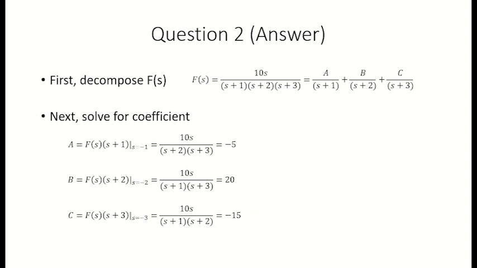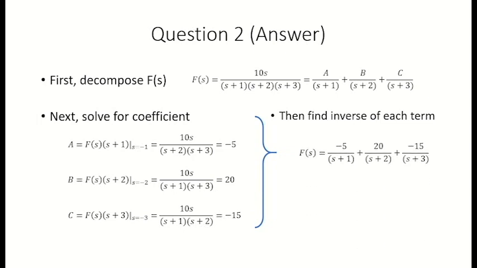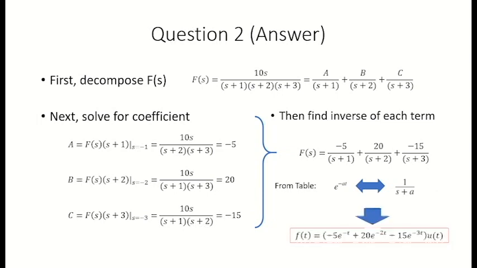So we rewrite everything once we have solved for the coefficients, and we try to find the inverse of each term by matching the form with the one available in the table. So rewriting everything, we have this form, and if we go back to the Laplace transform table, we can see that the form that is most similar to the one we have is 1 over s plus a, and this will transform the F of s into e to the minus at. So the overall f of t is given here.